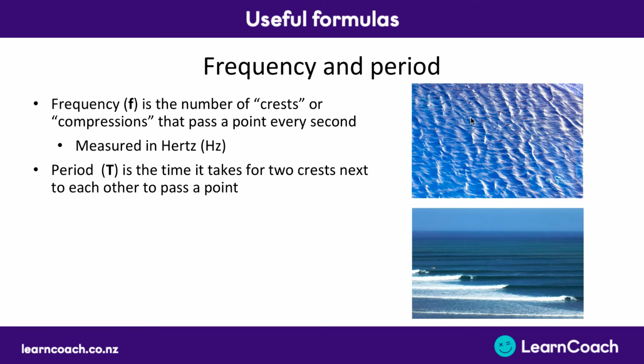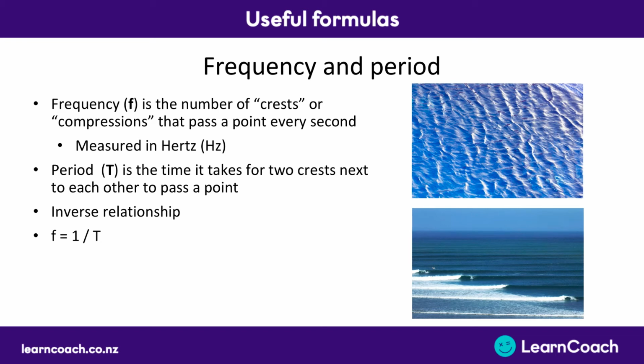Notice that the waves in the pool will have a higher frequency but a smaller period, and the waves in the ocean have a lower frequency but a longer period. This is because frequency and period have what we call an inverse relationship, so they move in opposite ways to each other. In maths, an inverse relationship is written as 1 divided by something, so we use this equation pretty often. f, which is frequency, equals 1 divided by T, which is period. This is that inverse relationship.